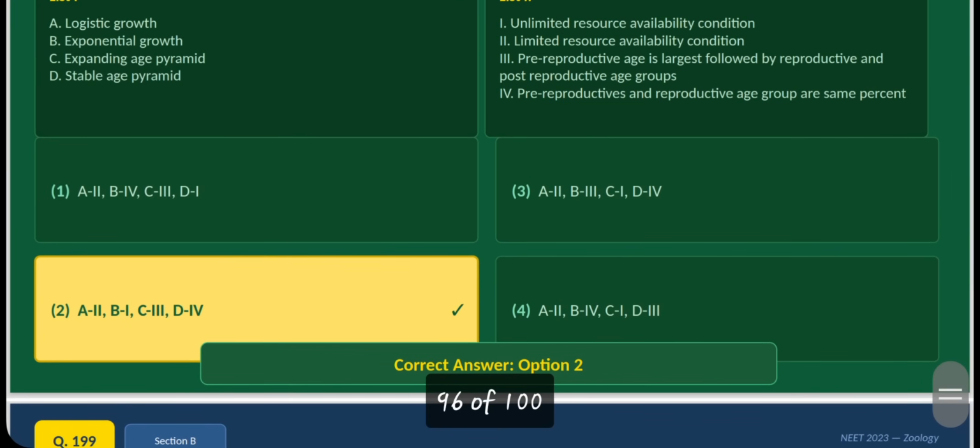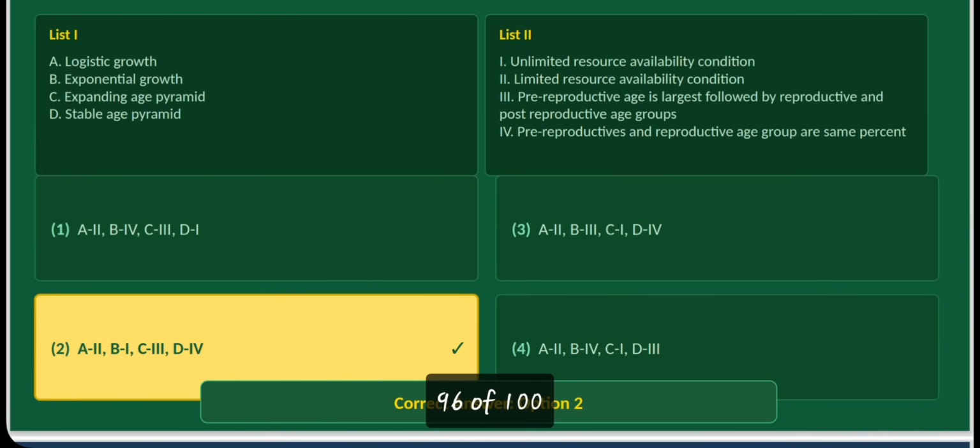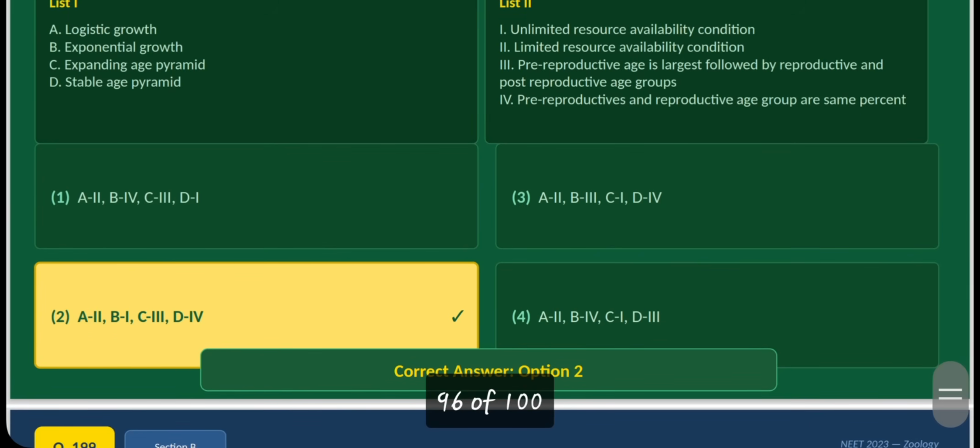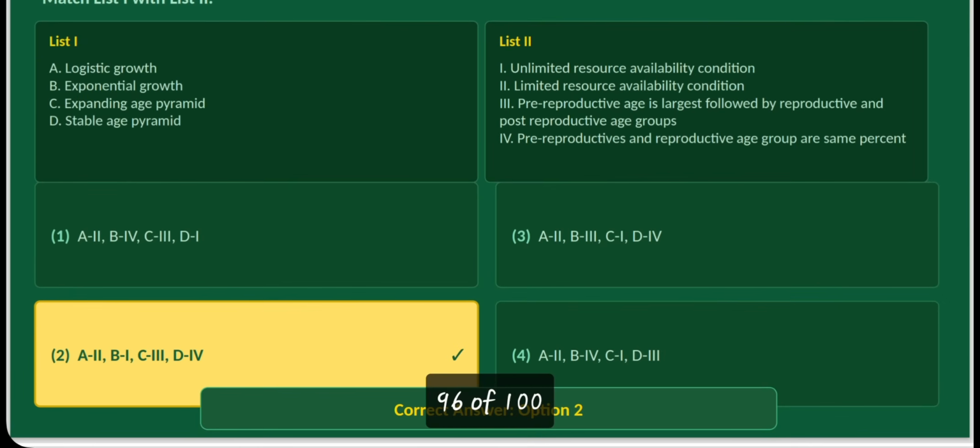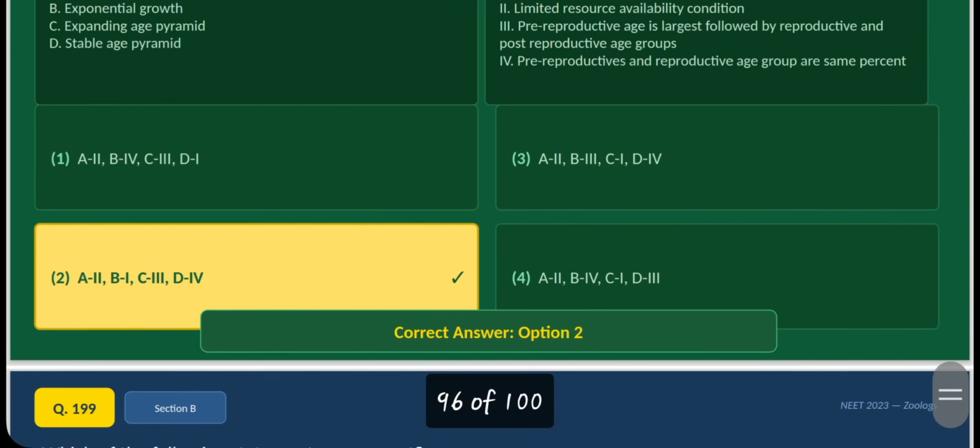Expanding age pyramid. So what does it indicate? Pre-reproductive age is largest, followed by reproductive and post-reproductive age groups. Stable age pyramid, pre-reproductive and reproductive groups are same. So A2, B1, C3, D4. These are the correct option. So organism and population, they have asked this question from.